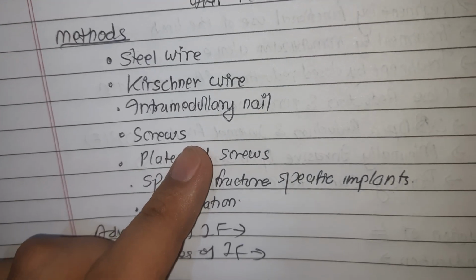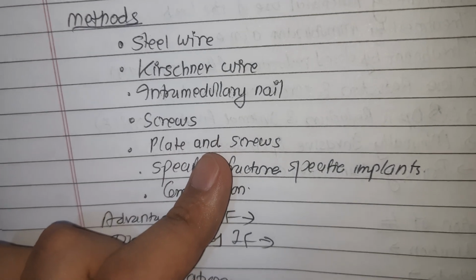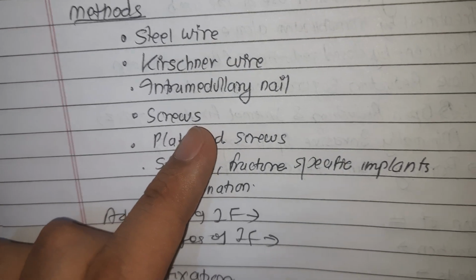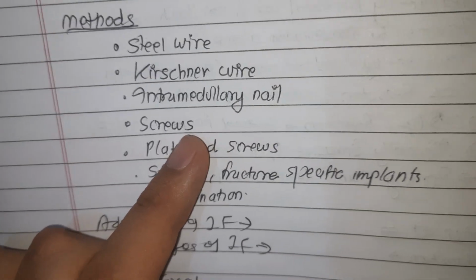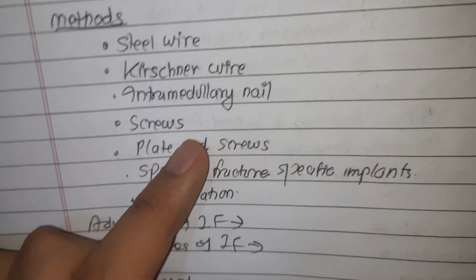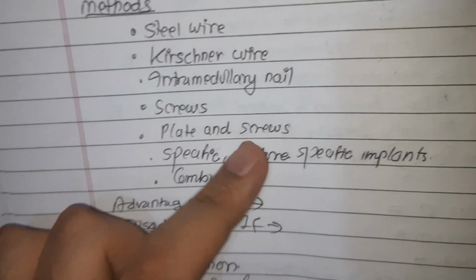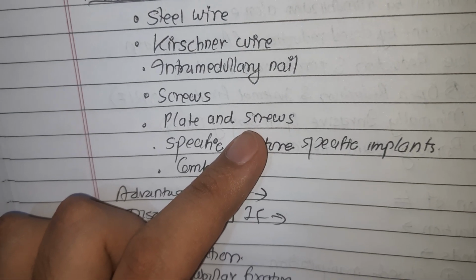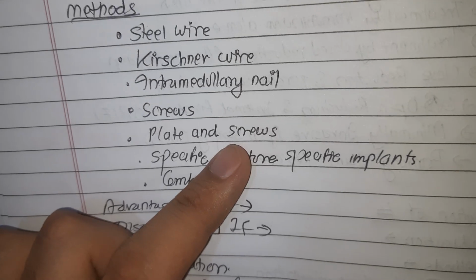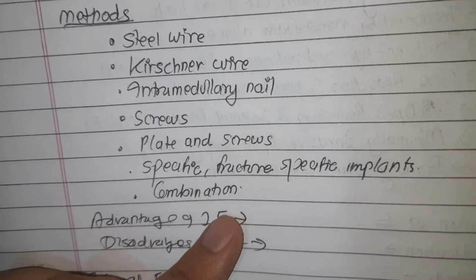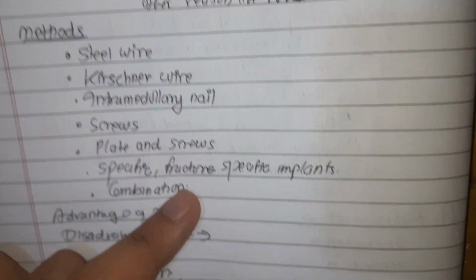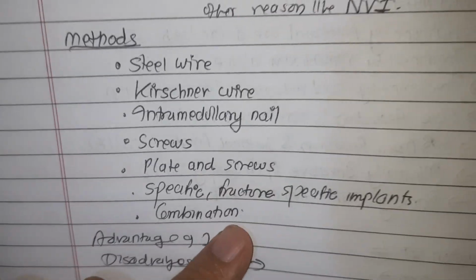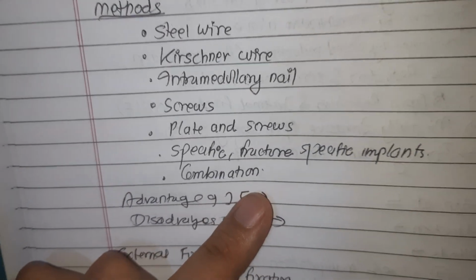And the screws, these can be used for fixing a small fragment of bone to the main bone. For example, fixation of medial malleolus, screw can be used. And the plate and screw, these devices can be fixed on the surface of bone with the help of screws. Different thickness, shape and size are available, and specific fracture specific implant are available, and the combination of these above method can be used.